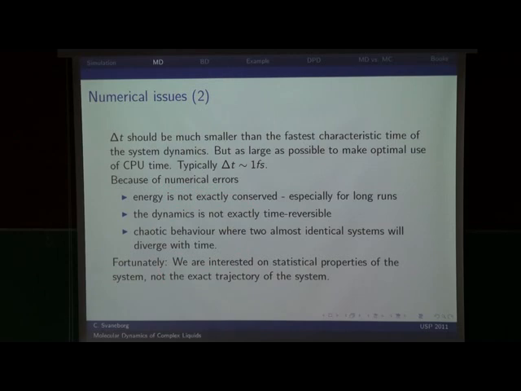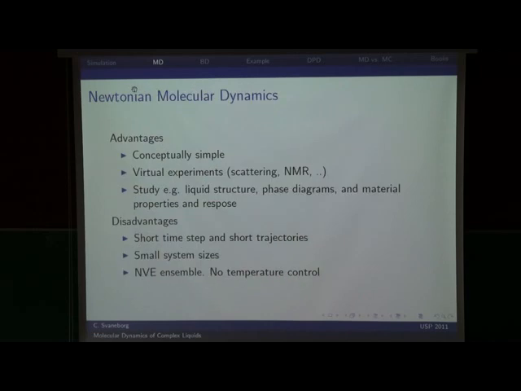What we are interested in is the statistical properties of the system which we obtain by doing averages over the trajectory. So this is not as bad as it might seem. But there are ways of getting around it. And that's what I'll continue with.